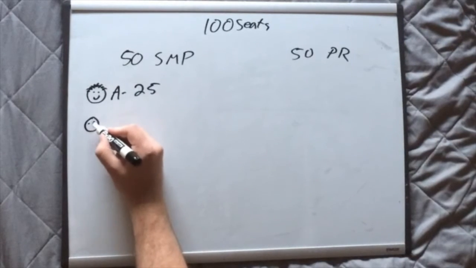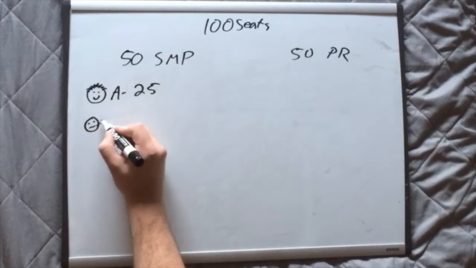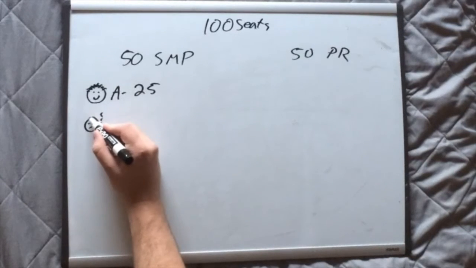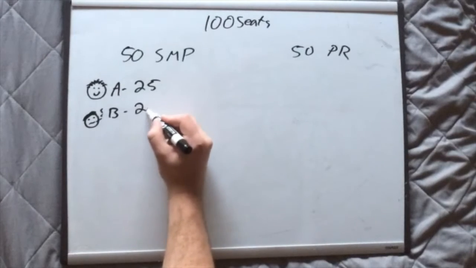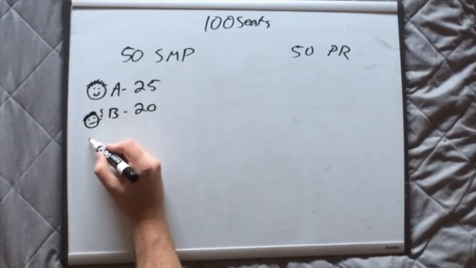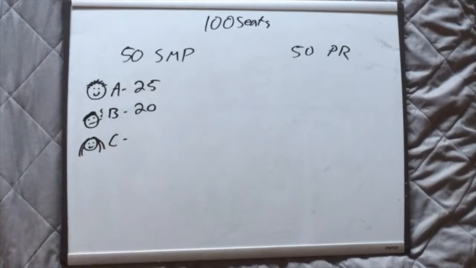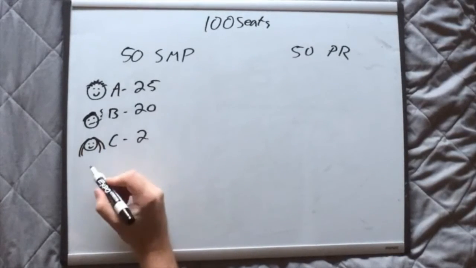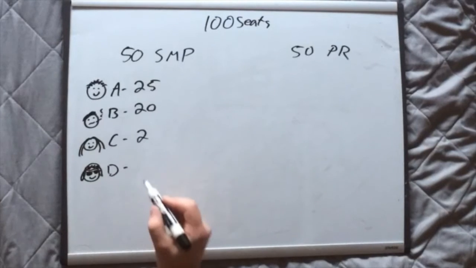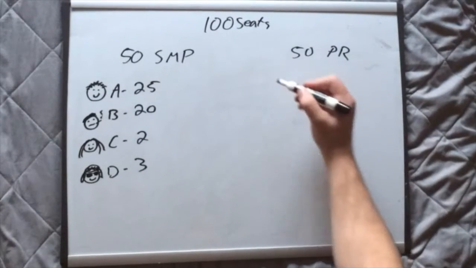And they got 25 seats. Party Bravo will be represented by the dirty smoker, who got 20 seats. Party Charlie, represented by the disgusting woman, got 2 seats. And Party Delta, represented by our little stereotypical friend, got 3 seats.